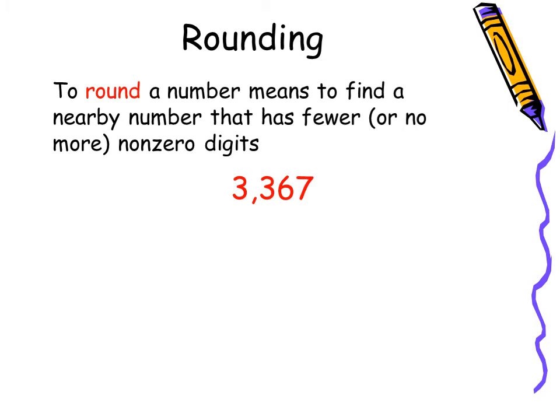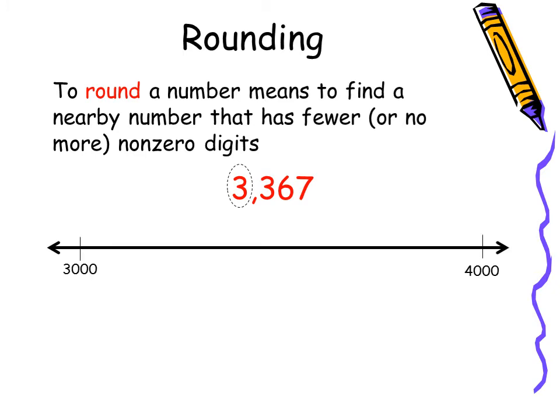Now, again, there's 4 non-zero digits, so we can look at rounding this numeral to one non-zero digit. To have one non-zero digit means that the other 3 would have zeros. So that number would be between 3,000 and 4,000. In this case, our long tick marks are thousands. The 10 tick marks between 3,000 and 4,000 would be hundreds. There's 10 hundreds that make up 1,000.